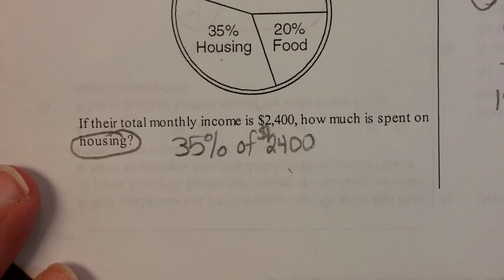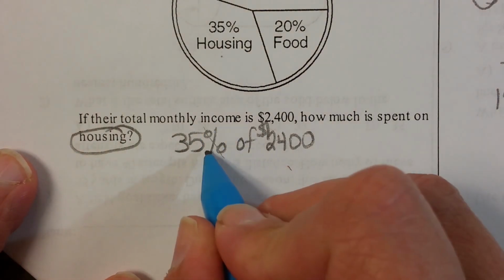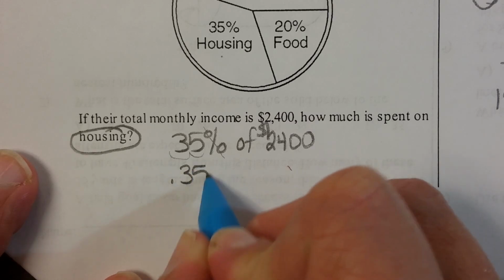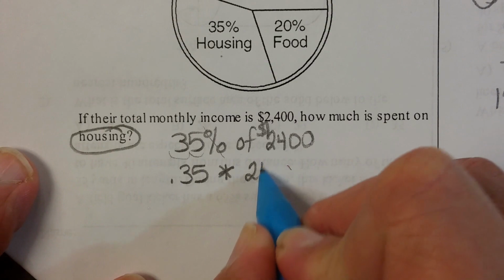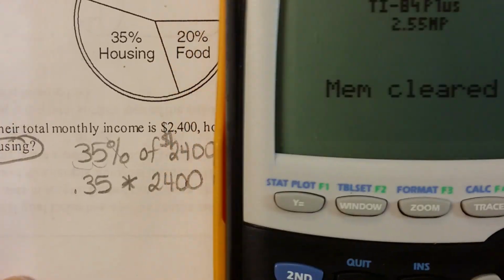35% of 2,400, we could change this to a decimal. So we'd drop our percent sign and move our decimal over 2 places. We'd have 0.35 of, which means times $2,400. So I could multiply those and get an answer.